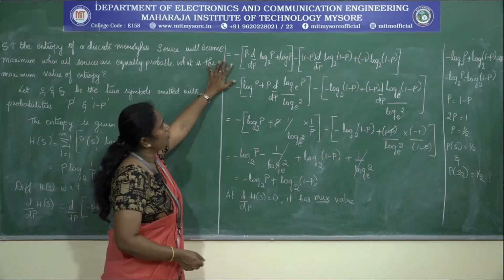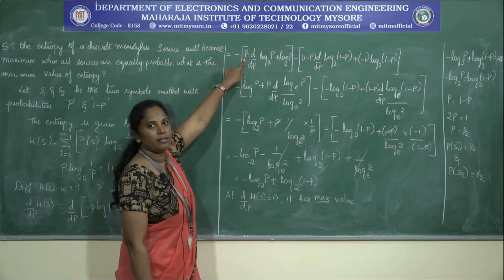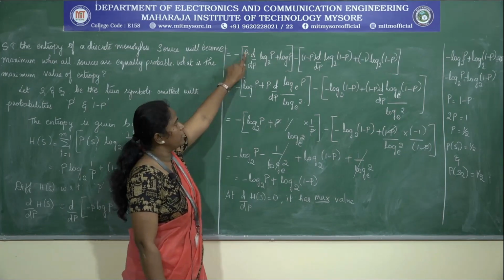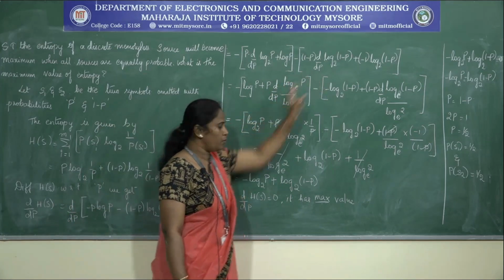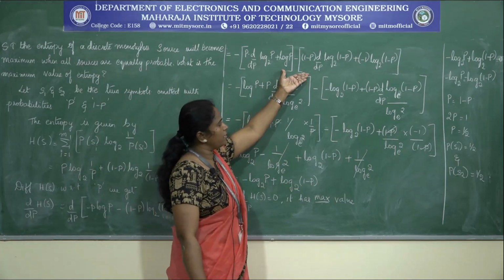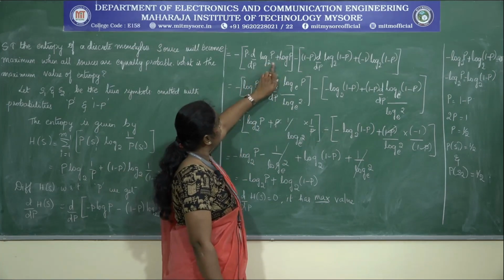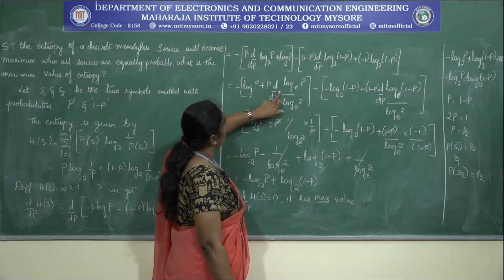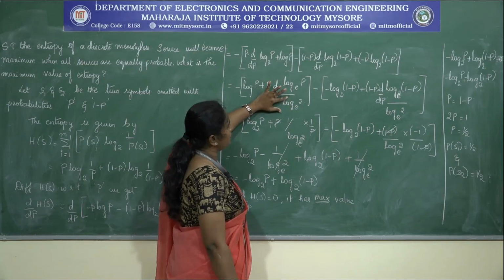Now, applying the UV rule for differentiation, it is the first function P times the differentiation of the second function, plus the second function times the differentiation of the first, that is log P, minus the second term, which we have considered as 1 minus P into log of 1 minus P. Applying the differentiation, the equation simplifies to minus log P plus P into d by dP of log, that is, differentiation of log e to P divided by log e to base 2.